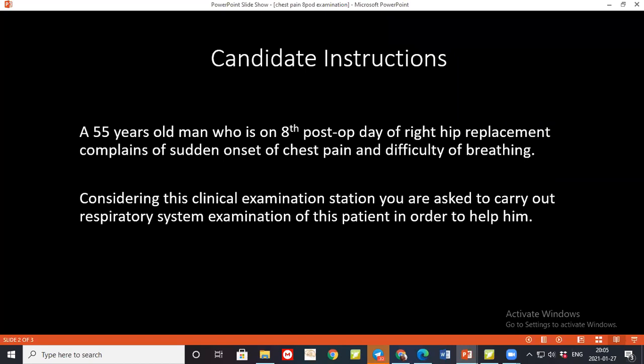So seeing all these signs, my main provisional diagnosis is pulmonary thromboembolism. Okay. What investigations would you arrange other than ECG and troponin?